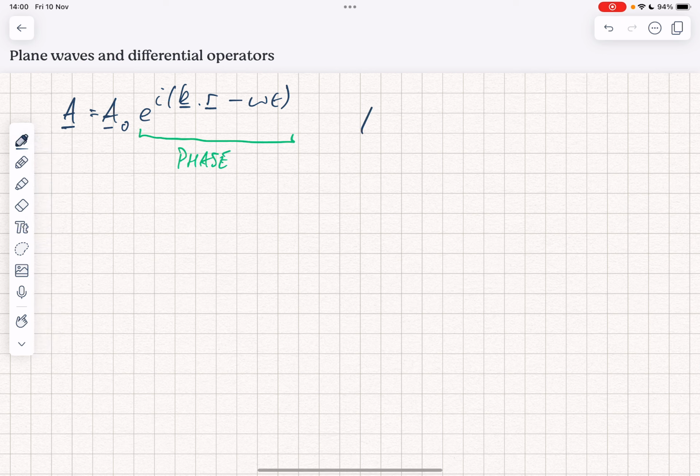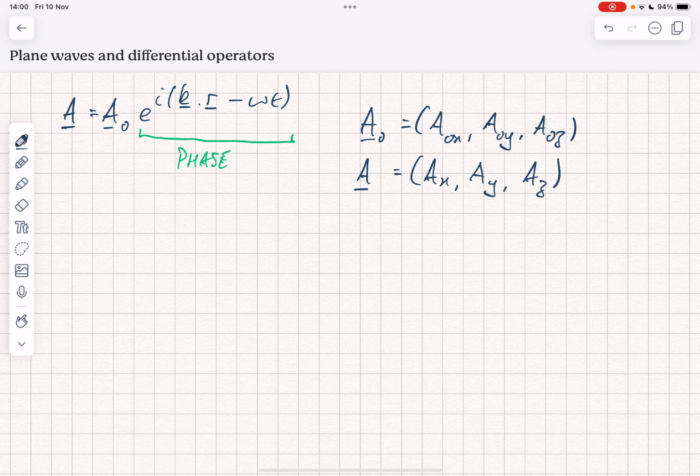Now, A0 is, of course, a vector, which we could write if we wanted to as A0x, A0y, A0z, and if we chose, similarly, we could write A as Ax, Ay, Az, and the relationship between those two is that the second one is simply the first one multiplied by the phase.